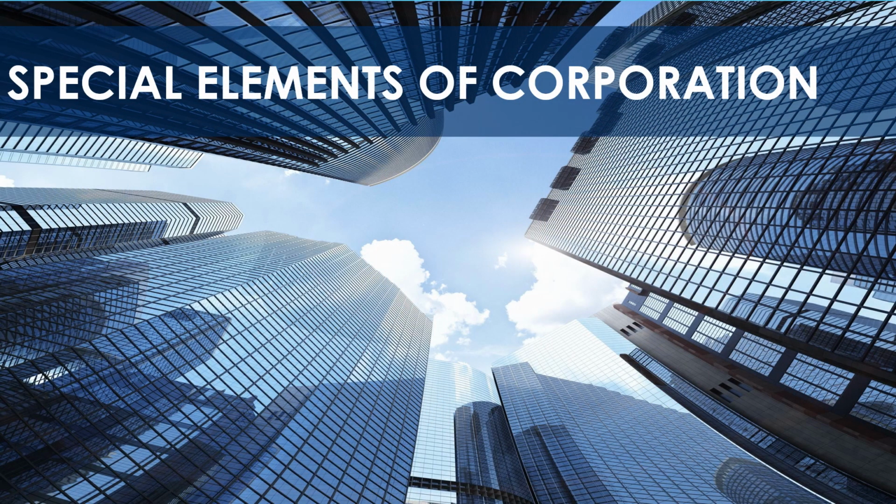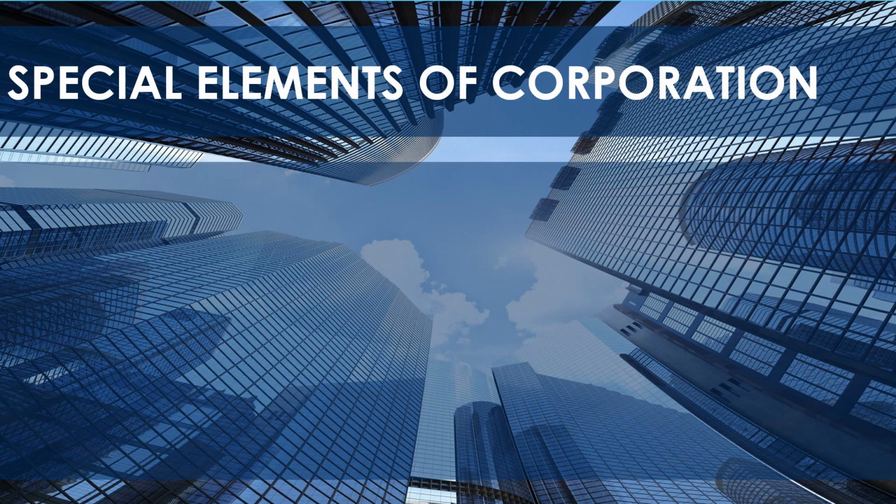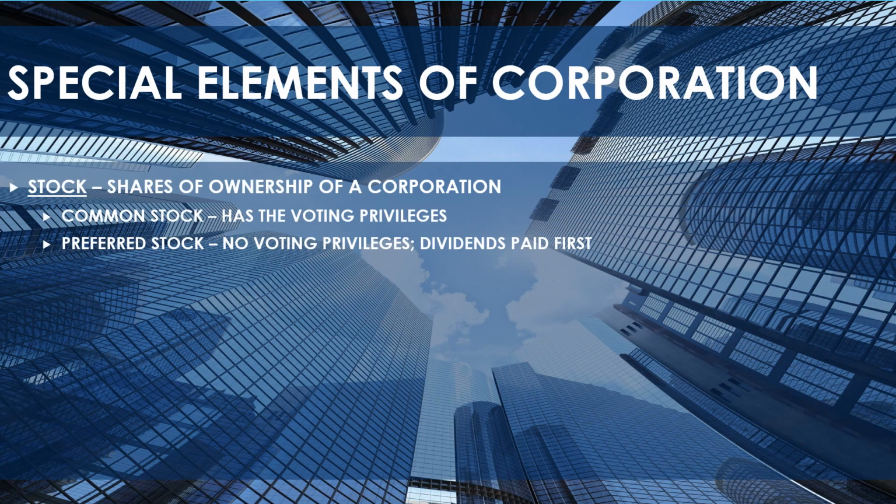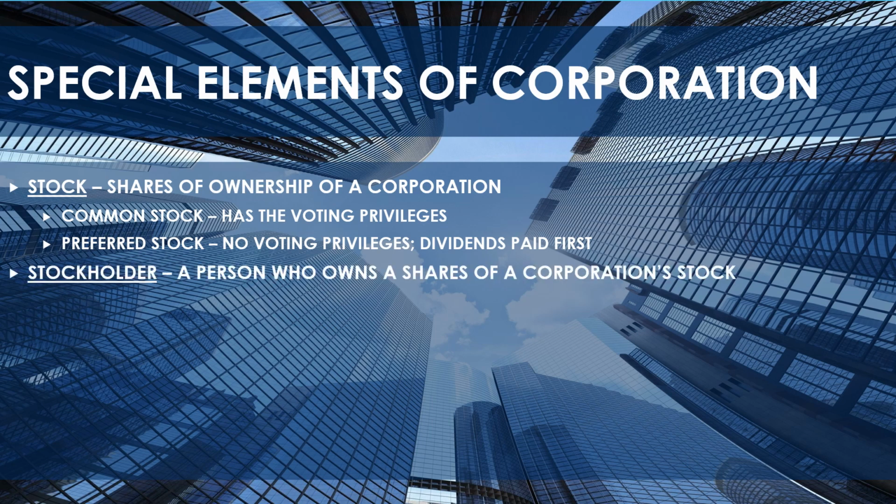Okay, so we also have special elements of a corporation. First off, we have stock. So stock is a share of ownership of a corporation. So we have here two types of stocks, the common stock and the preferred stock. The common stock has the voting rights or the voting privileges, while the preferred stock has no voting rights. But when the company pays out dividends, the preferred stockholders are being prioritized.